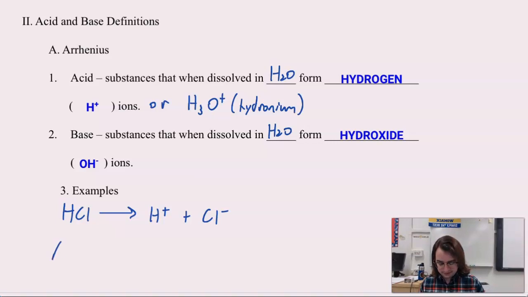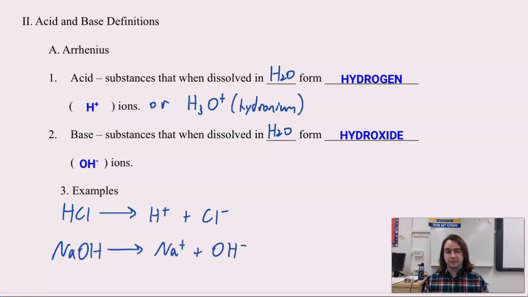Now, if, for example, I have something like NaOH, which is what we were just talking about before, NaOH is going to break down into Na+ and OH-. The OH- that it produces makes it an Arrhenius base. So let's talk about Bronsted.